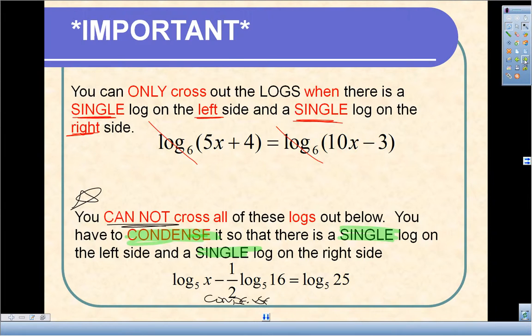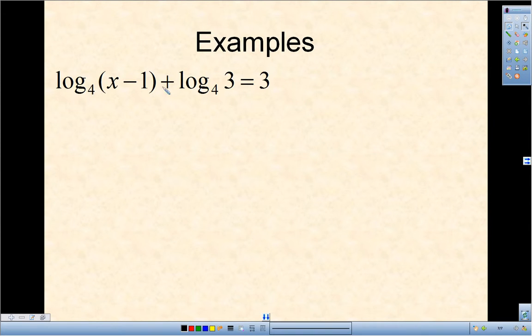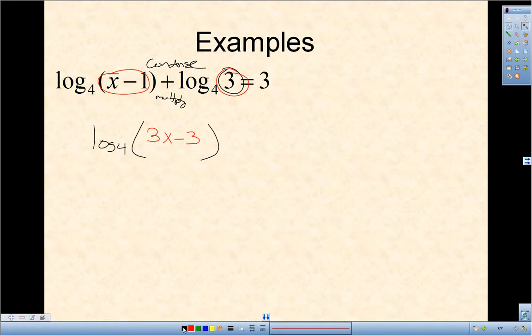Well, we're still going to have to condense. So for this problem, we're still going to condense the left-hand side. This plus, I'm going to rewrite that as multiplication. So I'm going to have log base 4 of 3 times (x minus 1), so that's going to give me 3x minus 3, and that's equal to 3.